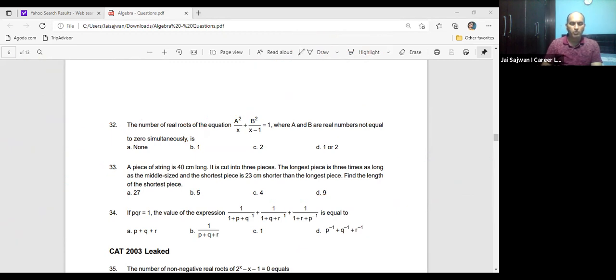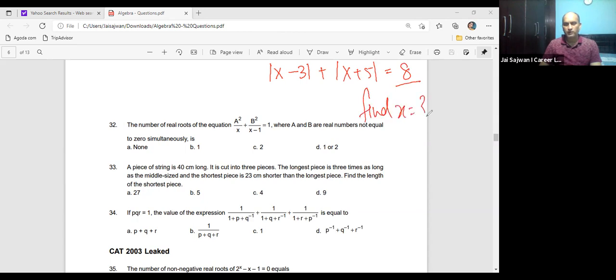No, there was no y, there was x only. So if it is mod of x minus 3 plus mod of x plus 5 is equal to 8, can you find out the value of x which is going to satisfy it? In fact, you can tell me how many values will satisfy this equation.